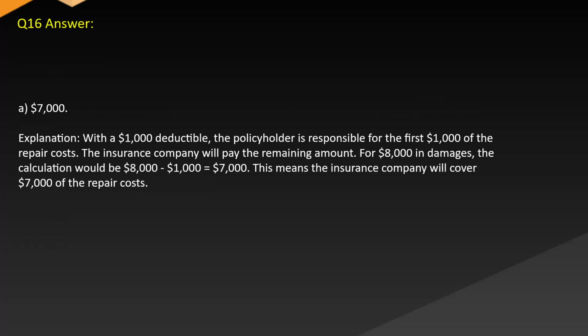Answer A. $7,000. Explanation. With a $1,000 deductible, the policyholder is responsible for the first $1,000 of the repair costs. The insurance company will pay the remaining amount. For $8,000 in damages, the calculation would be $8,000 minus $1,000 equals $7,000. This means the insurance company will cover $7,000 of the repair costs.